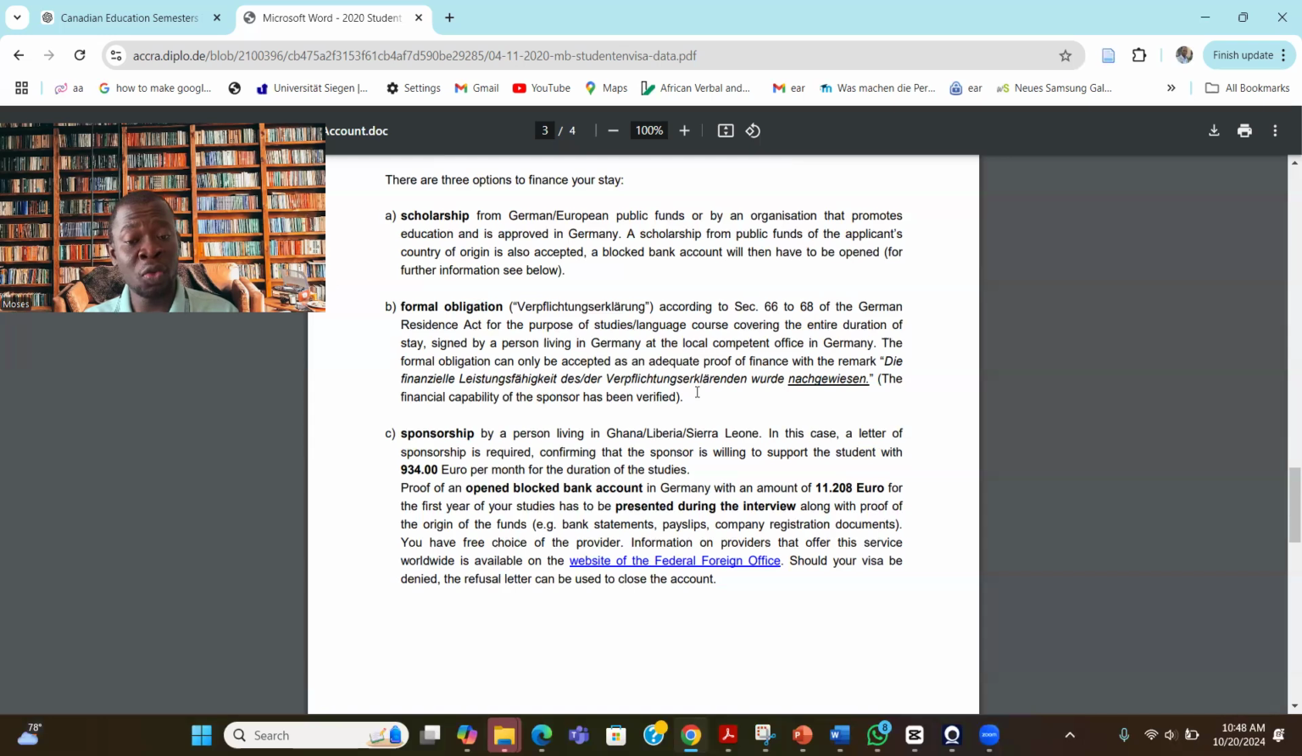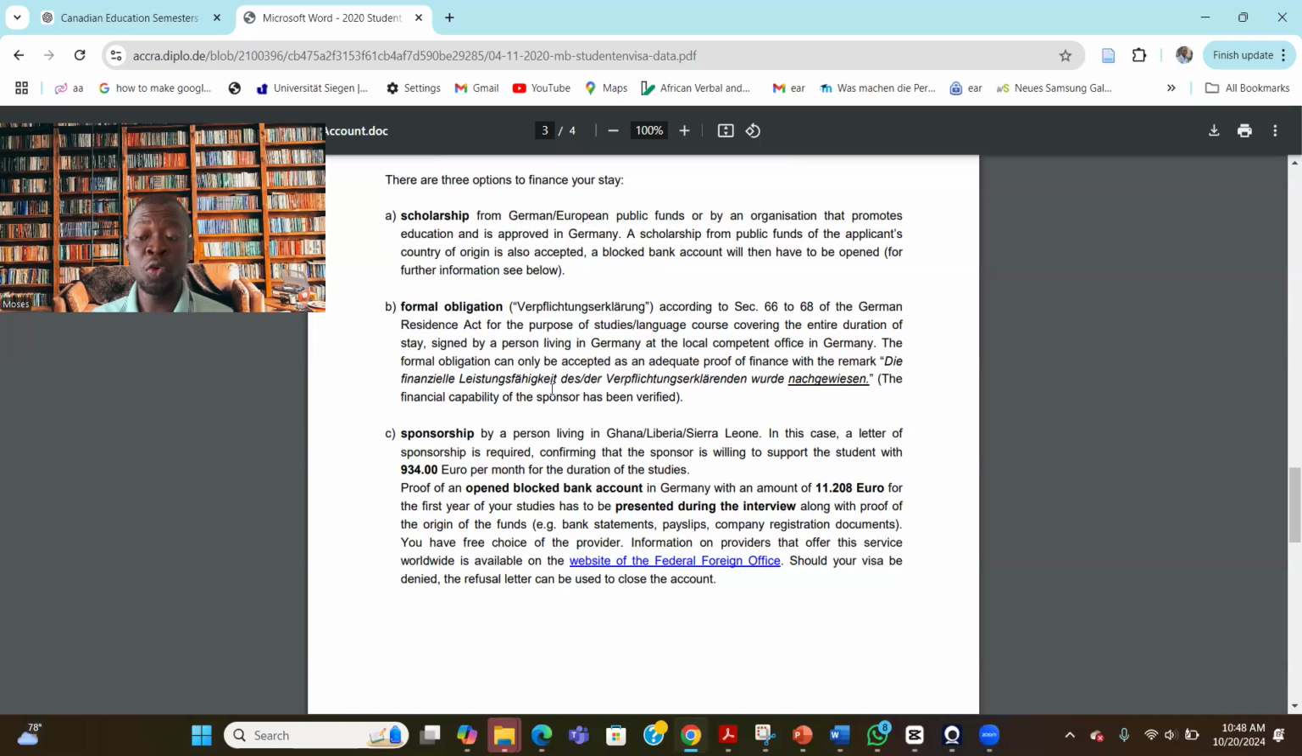If the person qualifies to take care of you, they will give that person a formal obligatory letter, and then that person will email or post it to you. You add it to your educational letter listed on the first page, and then you can use this letter to file for your visa. It's just a letter, but it is very strong because it says that the financial capability of the sponsor has been verified. So such a letter with this letterhead is qualifying you to get the visa.